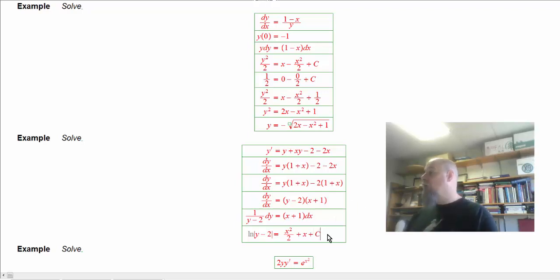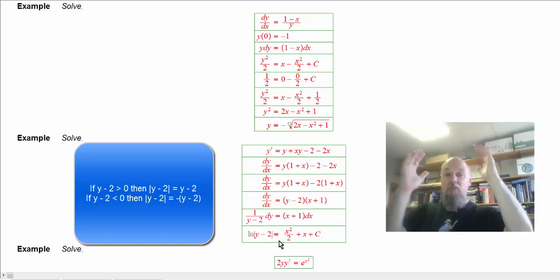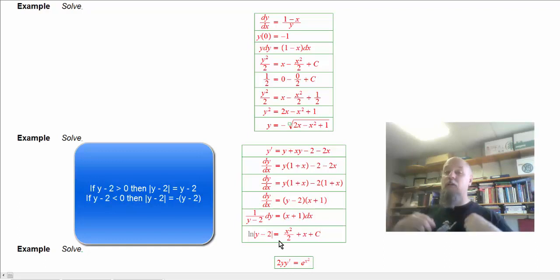Now, I can't figure out that constant because they didn't give me any initial conditions. If they did give me an initial condition, they would tell me what y is equal to. Say the initial condition was when x is equal to 0, y is equal to 5, or something. They're telling me that y minus 2 is on the positive side. So I should replace those absolute value bars with just straight brackets because y is greater than 2.